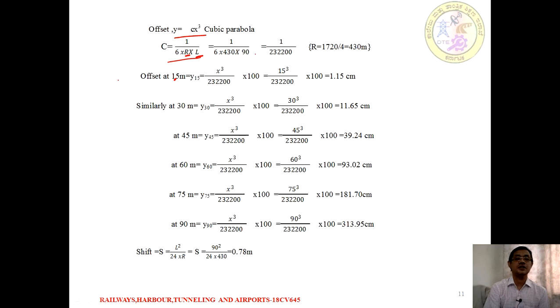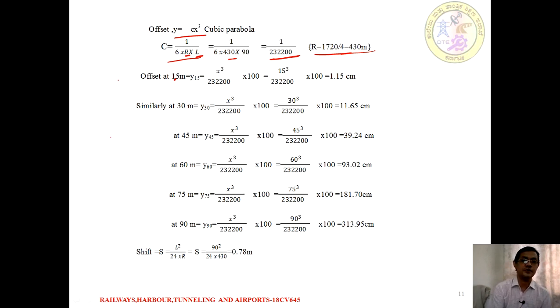As we know, for the given set of conditions, R is going to be the radius, where for the 4 degree curve the radius obtained is 430 meter. So just substitute in this formula. We are going to obtain the standard coefficient, the constant c, equal to 1 over 23,2200. So that is a constant.